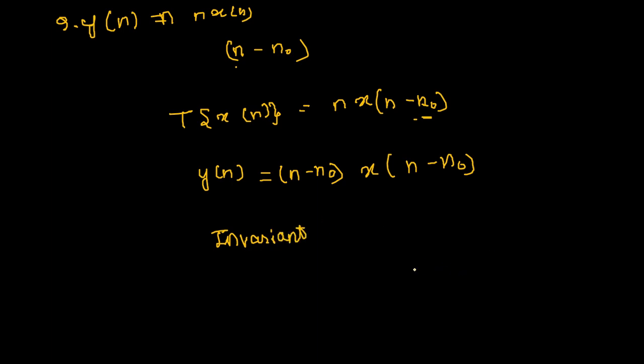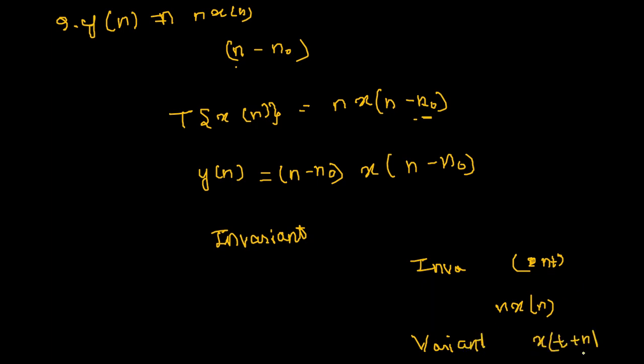So what we have seen is it's variant if inside the bracket we are multiplying by any factor. It's variant if you are multiplying the entire function with a variable like n x of n. But it's invariant if we have a function like x of t plus n. Okay, so that is about time variance.